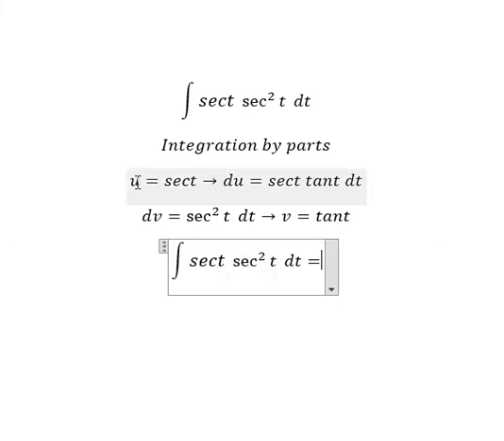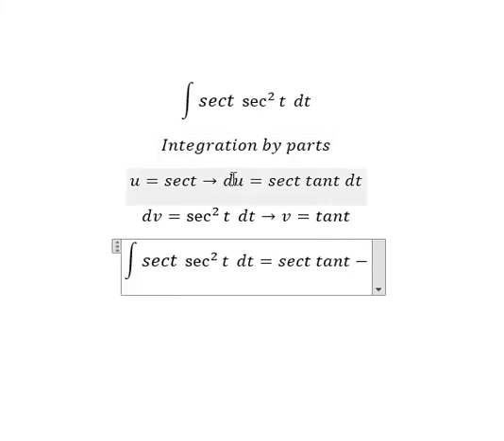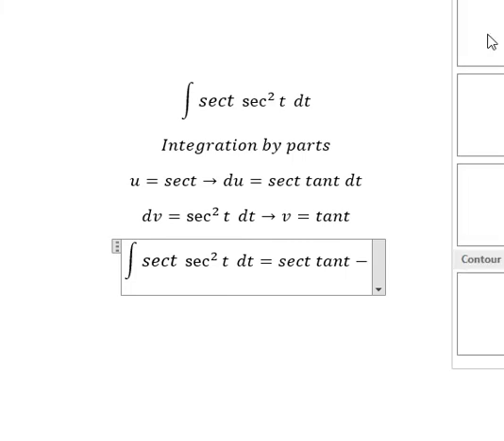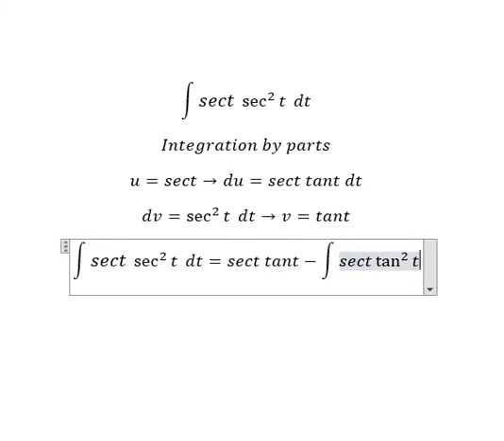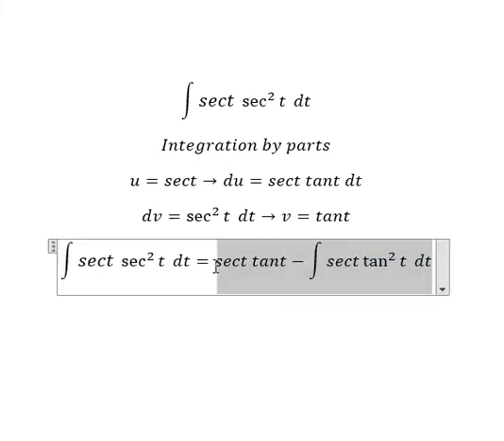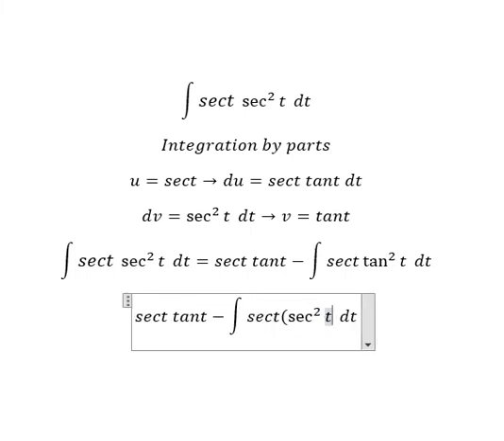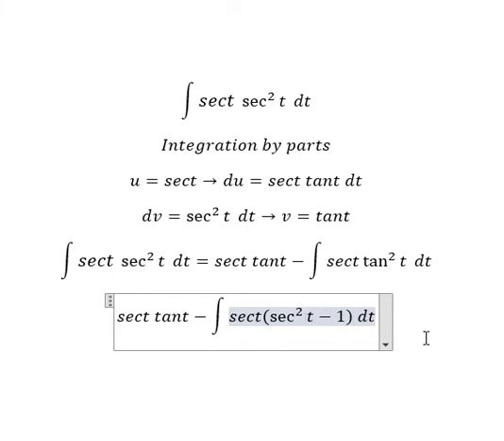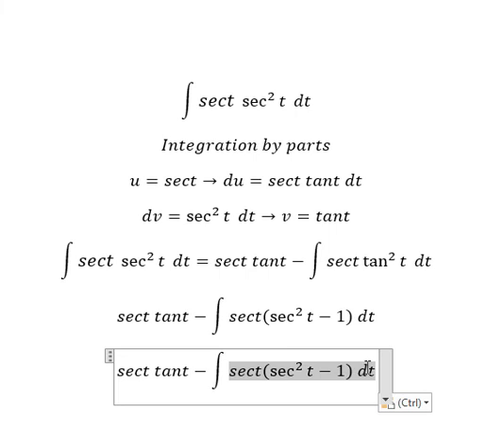So we have u multiplied by v. So we have secant of t tan t minus the integration of v du, which is secant of t tan t squared dt. About tan t squared, we change for secant of t squared minus 1. And now we need to expand this one in here.